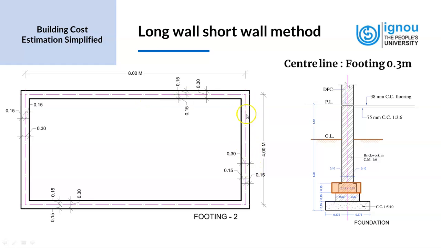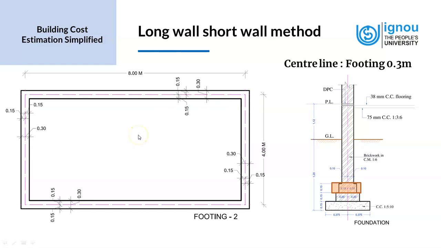Now for the short wall measurement, we have the same central line measurement, 4 meters and 4 meters, and then we subtract 0.15 from this side and another 0.15 from this side, which will be 4 meters minus 0.3 meters.